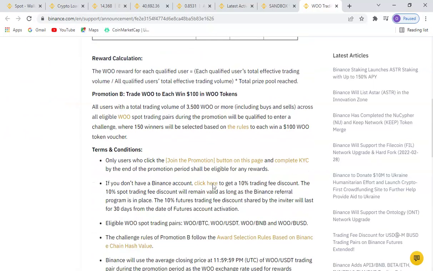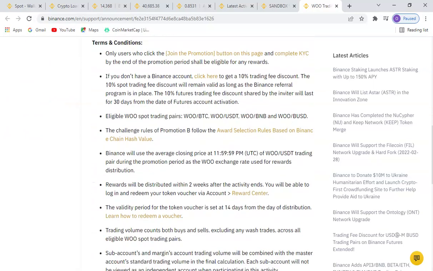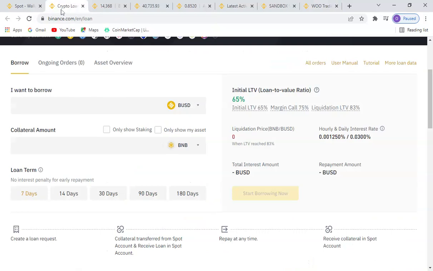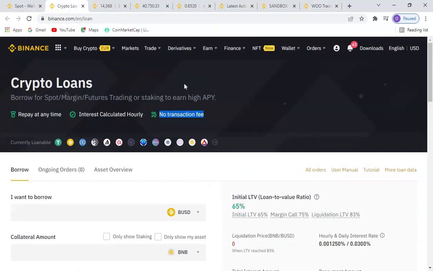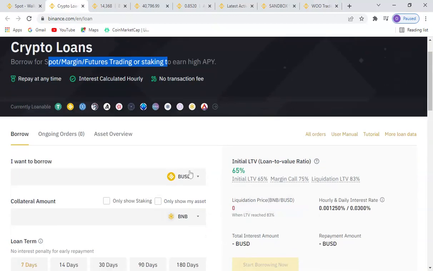And this is some of the activities, or some of the reasons why users can take a crypto loan in order to get the benefits that are associated with some of these activities, as well as the fact that some users might need some amount of cash to push through with their individual day-to-day running, as well as trading on the spot market, margin or futures trading, or staking to earn APY.